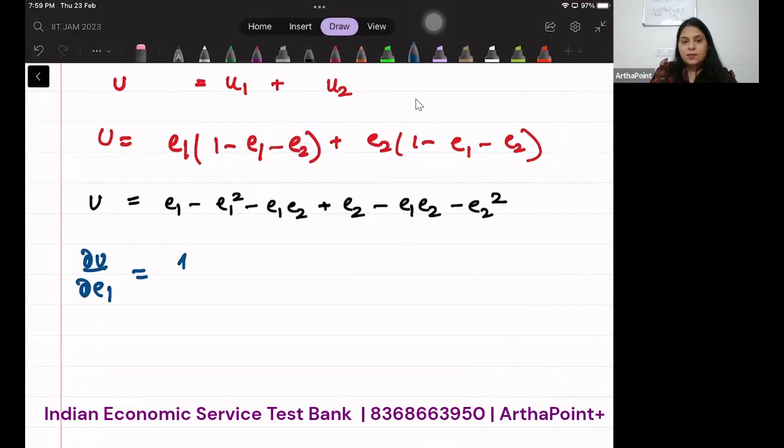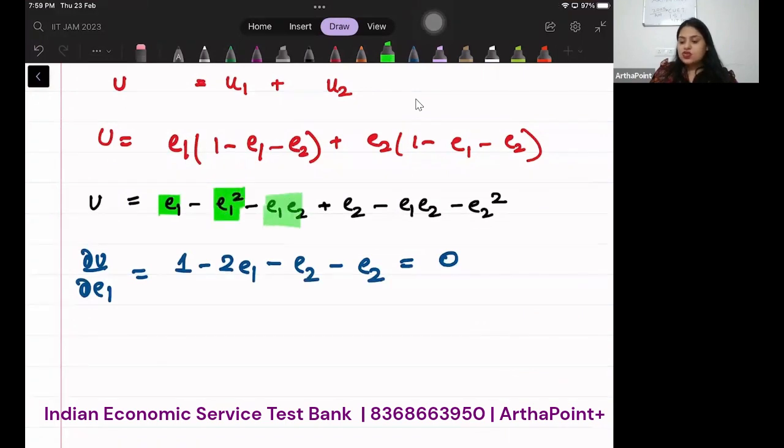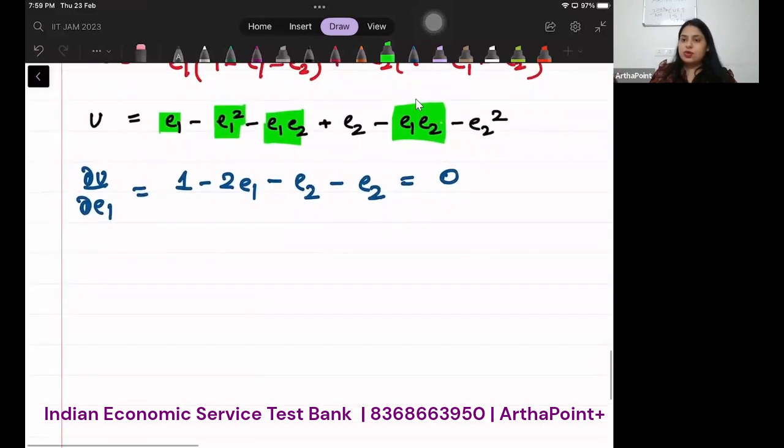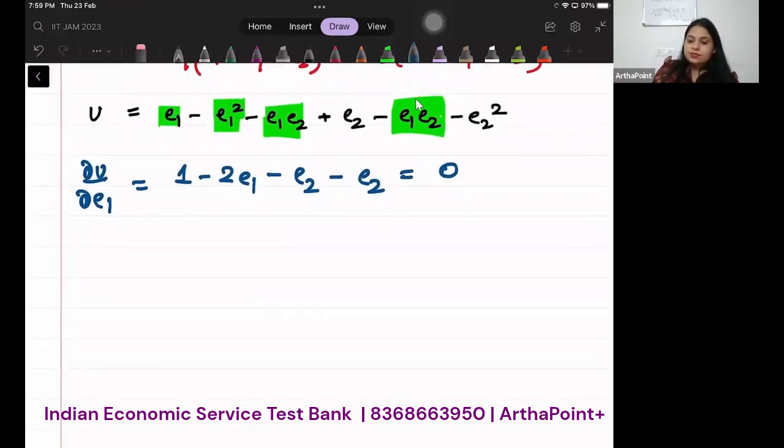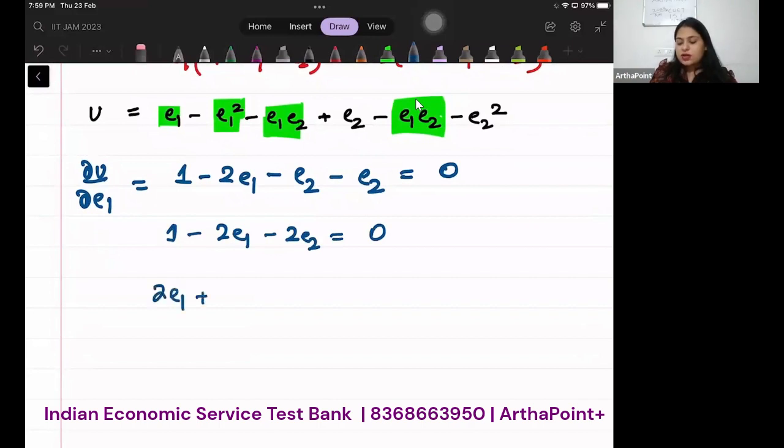So now we will ask how this utility is affected when E1 changes. What will happen? 1 minus 2E1 minus E2 minus E2 equal to 0. I've solved this: E1, E1 square, E1 E2, E1 E2. Here all the E1 terms are present, so I can differentiate with respect to E1. So what will come? 1 minus 2E1 minus 2E2 is equal to 0. So I will get 2E1 plus 2E2 is equal to 1.